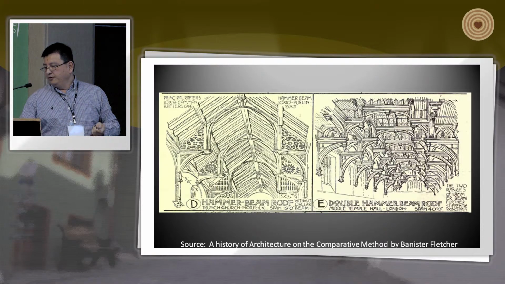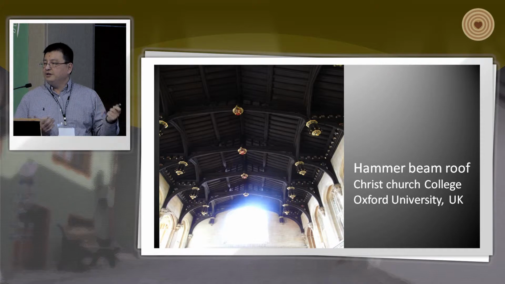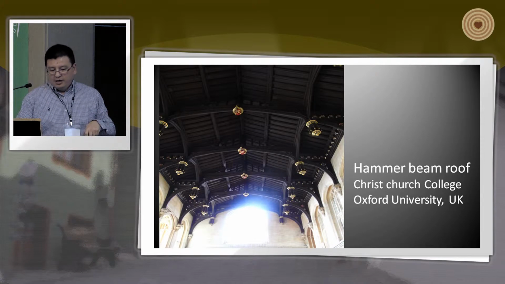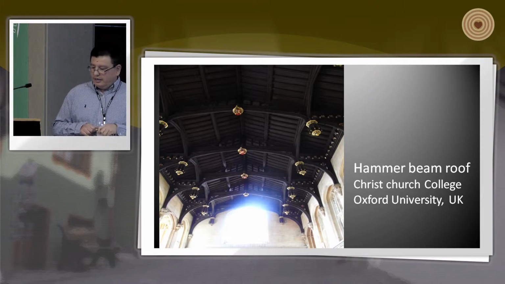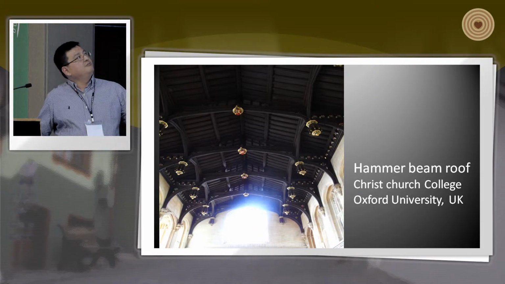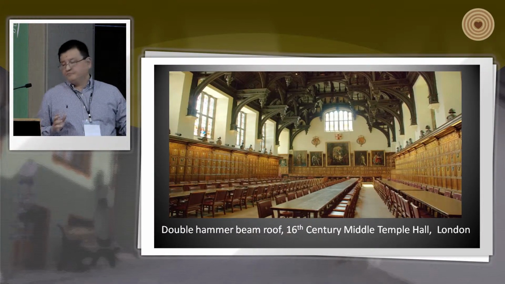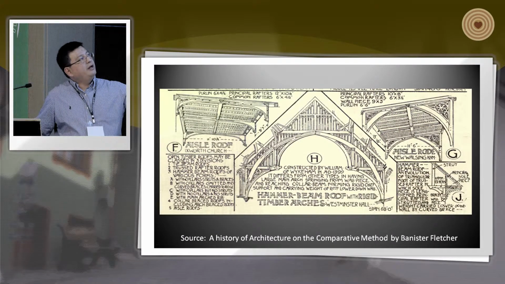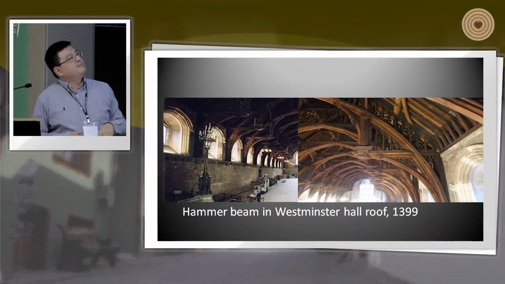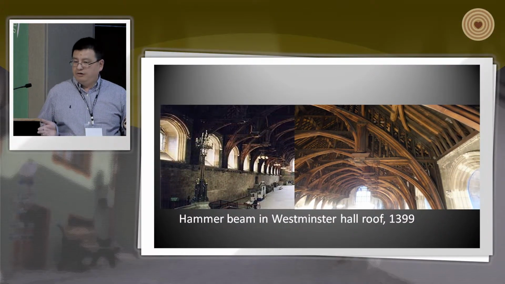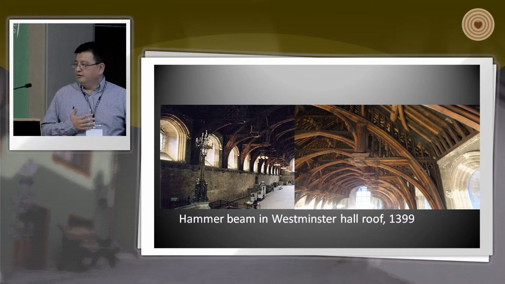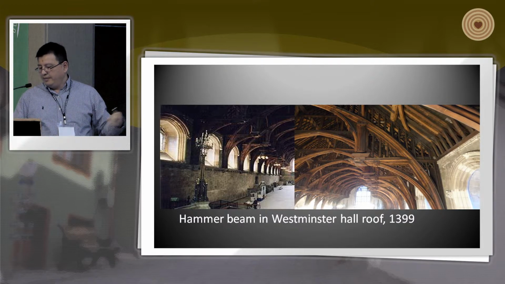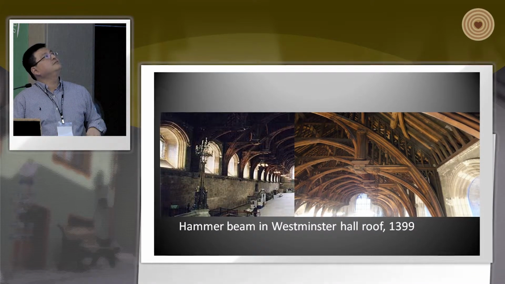I bet that if you got a chance to visit the UK, or if you got a chance to look at the movie, you must be able to see something like that. This is in London, and they are double layered. This is the double layer hammer beam in Westminster Hall, and it was in medieval time that the master carpenter built that. And this is a detail.